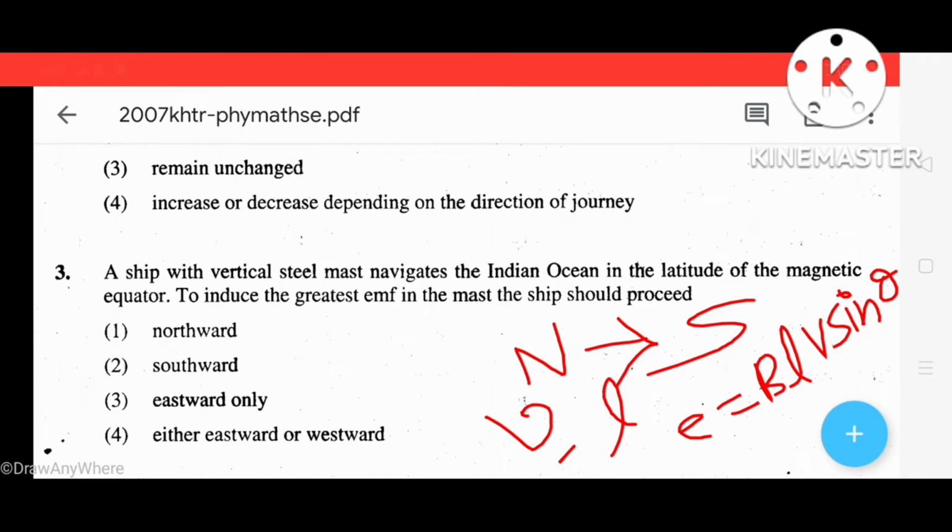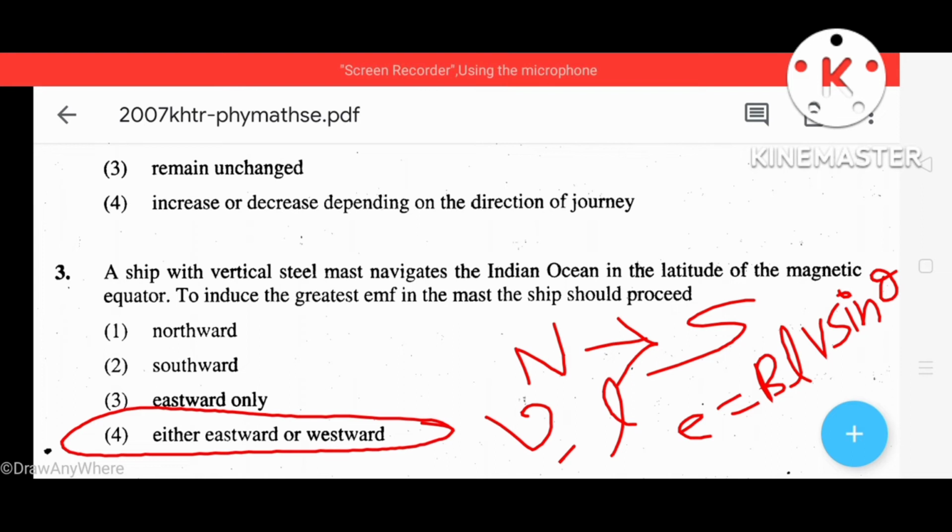So for the electromotive force to be maximum, sine theta will be equal to 1, where the theta value is 90 degrees. Hence the velocity and the magnetic field are perpendicular to each other. Then we can say that the ship has to proceed either in the eastward or in the westward direction.